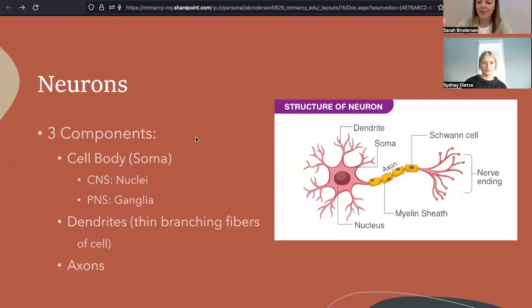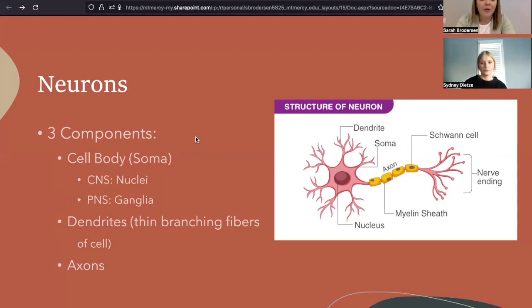So neurons are nerve cells. They are core cells within the neurological system. Each neuron takes a different function and responsibility within the body. The three components of a neuron are a cell body, which is also called a soma, dendrites, and axons.